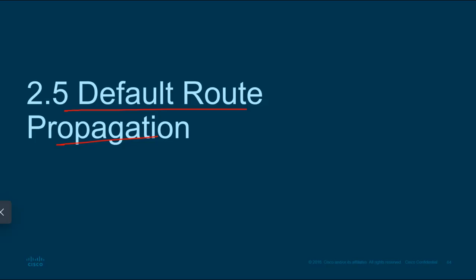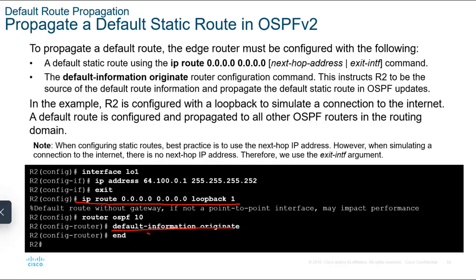So the default route propagation. Default route propagation is used in the scenario where you have more than one routing protocol. Here we're dealing with OSPF, but as you can see, it's the default static propagation.